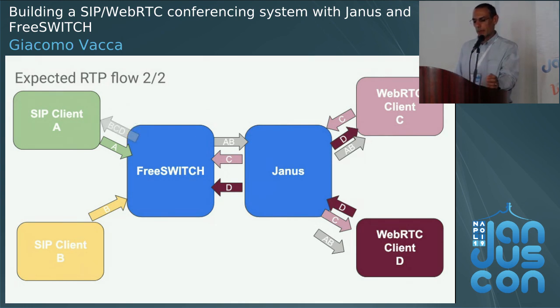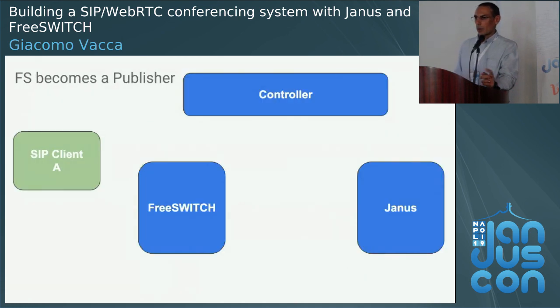And at the same time, A will also receive B mixed in, and B will receive the mix of A and C and D inside the single stream that it will receive. So this is a little bit more detailed in how FreeSWITCH becomes a publisher when it needs to.